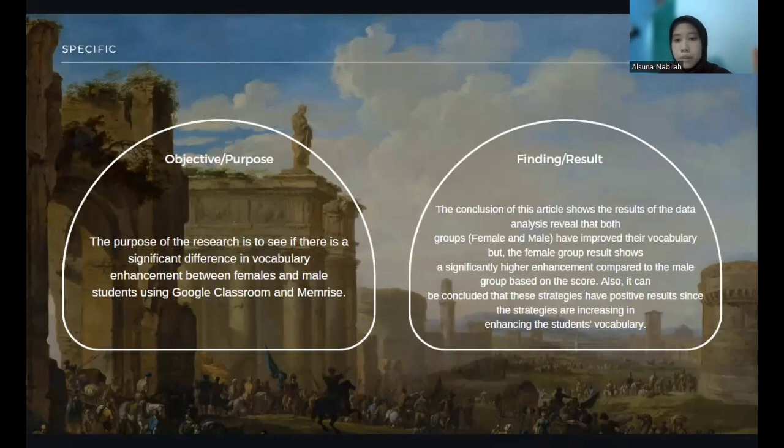The final result from this article shows that the data analysis revealed that both groups, female and male, improved their vocabulary, but the female group showed significantly higher enhancement compared to the male group based on score. It can also be concluded that these strategies have positive results in enhancing student vocabulary. So that's about that article.